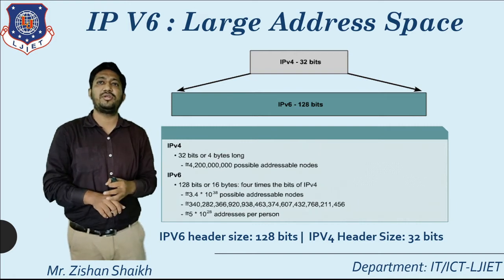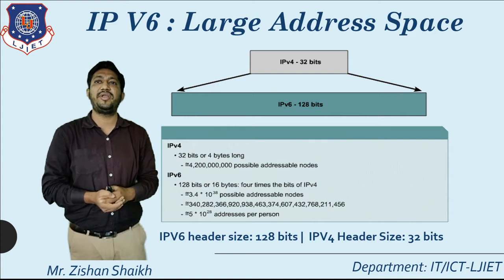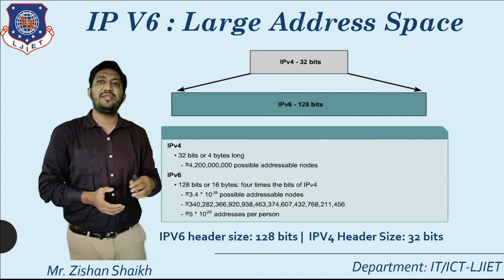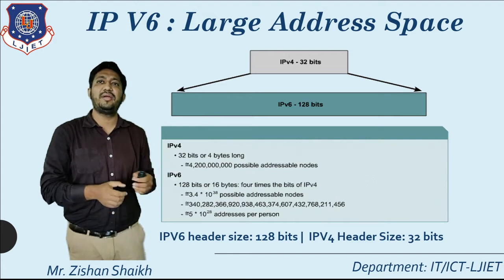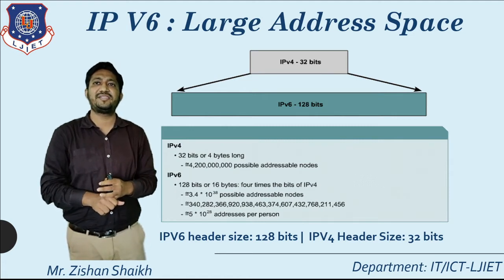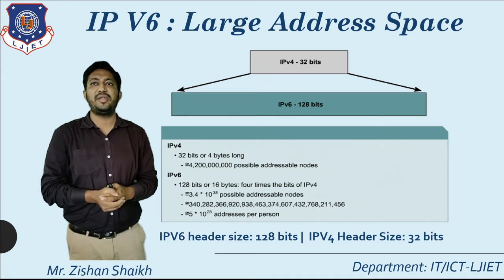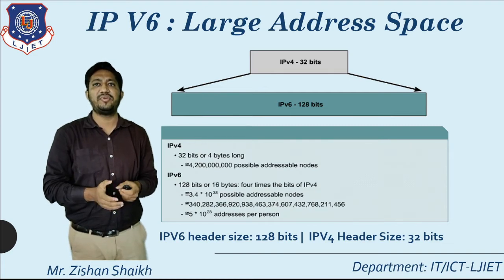But the population of the world nowadays, according to 2020, is 7.8 billion. So as the number of devices increases, that range will fall short. For that we have two options. One option is IP version 6 and the second option is subnetting. We already discussed subnetting in the IP classes. Now we are discussing how we upgrade from IP version 4 to IP version 6.